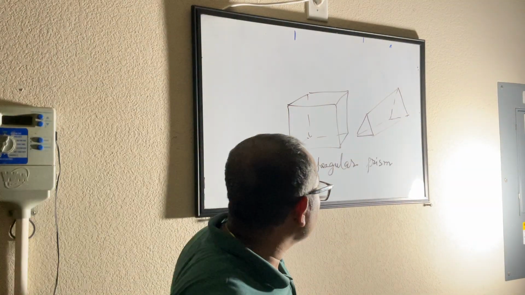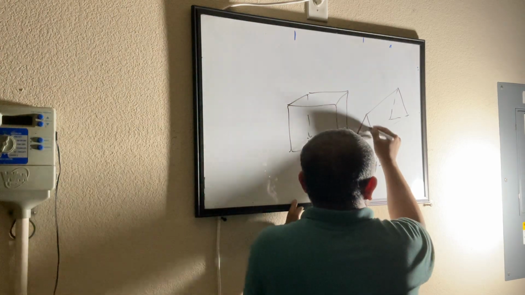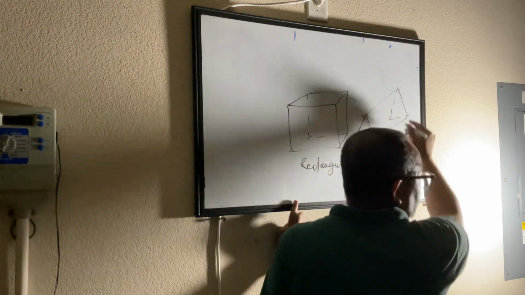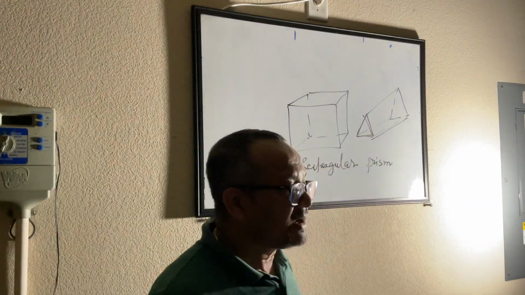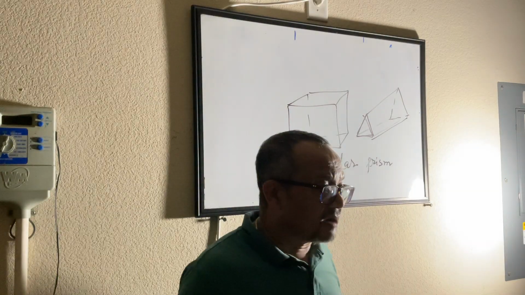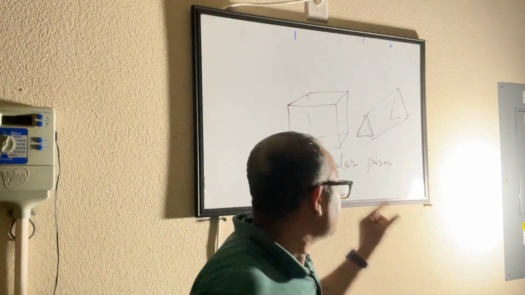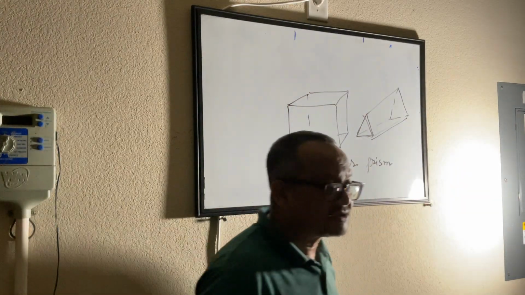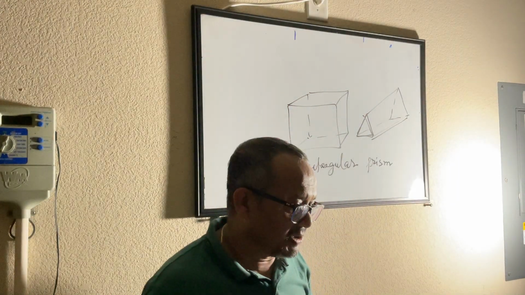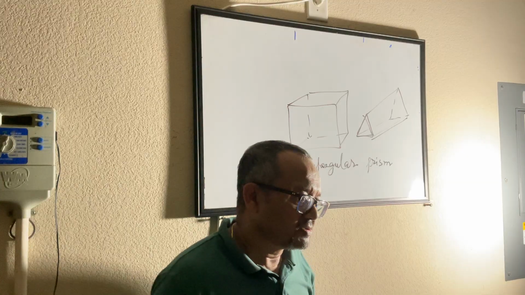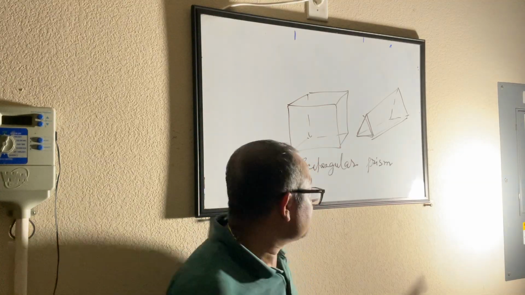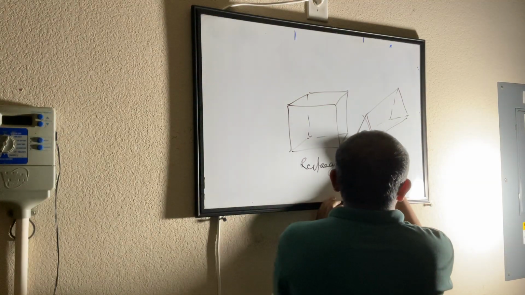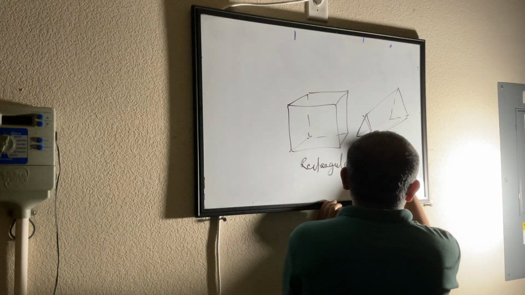How do you find the volume of this? Find out the area of the base and multiply that with the height. Every three-dimensional object which is symmetric in nature, you find out the area of the base, multiply that by height. That gives you the volume of the shape. So this one is called what? This is made of a triangle, so it's called a triangular prism.